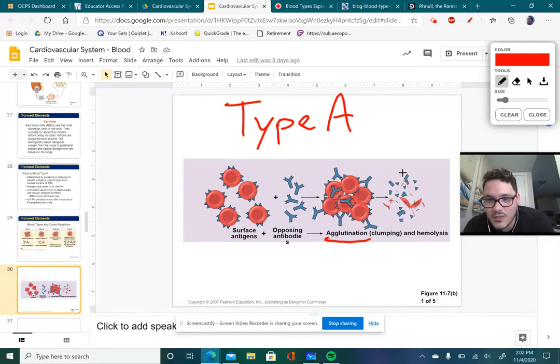Clumping is basically when a bunch of cells group up together and form more of a solid structure that alerts the immune system, and thus it can lead to hemolysis, which is cell death. The cells literally blow up. Obviously, this is a problem.